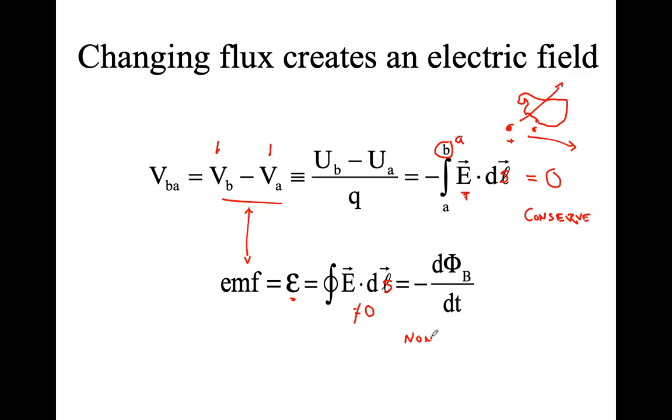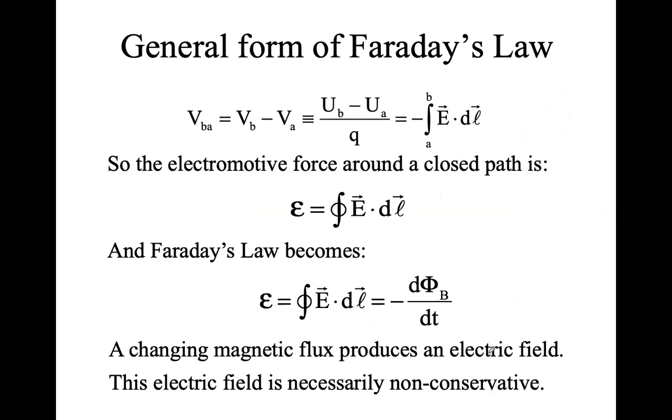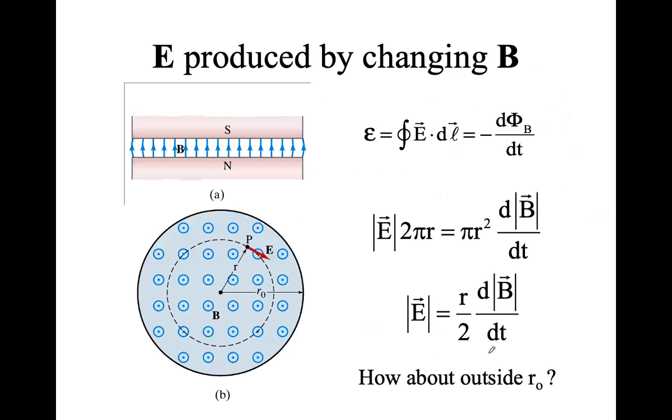So there's a fundamental difference in nature between fields which are created from stationary charges, those are conservative, and electric fields created from changing magnetic fluxes, changing magnetic fields, those are non-conservative fields. And that's, I guess, the big point I had to make.